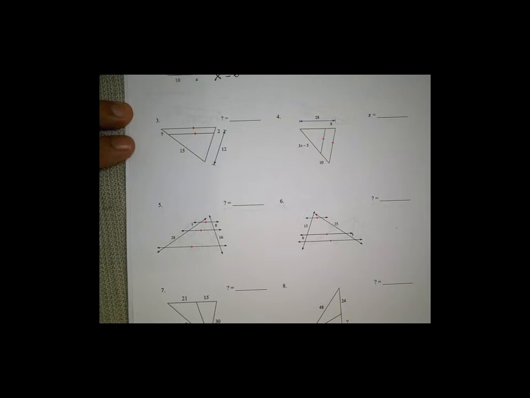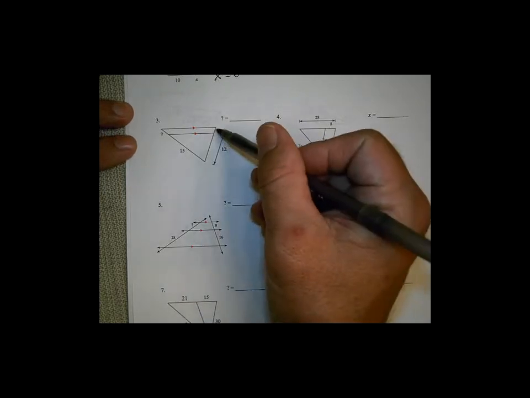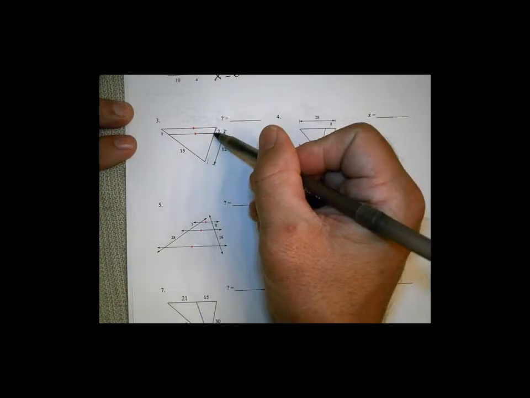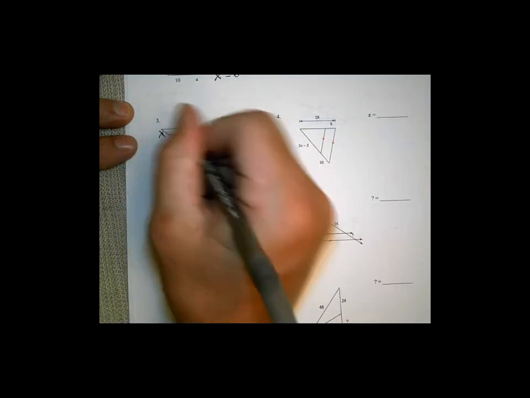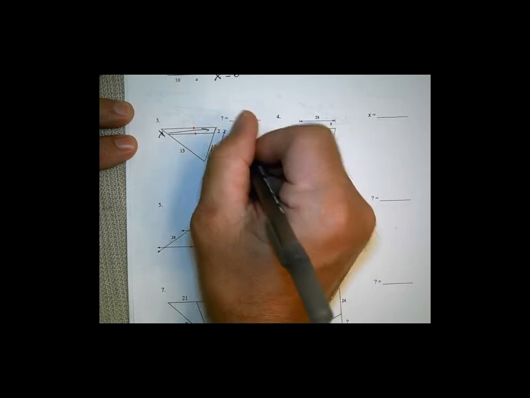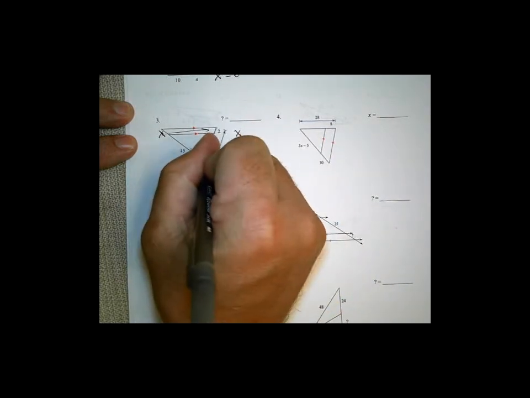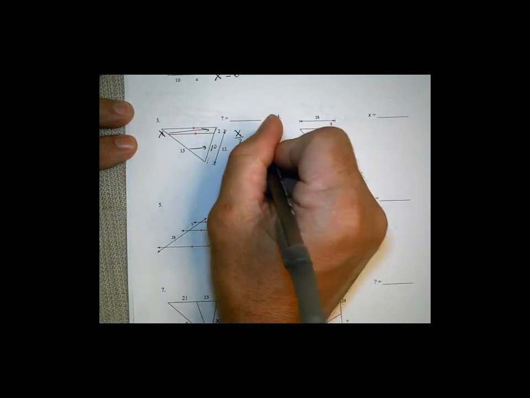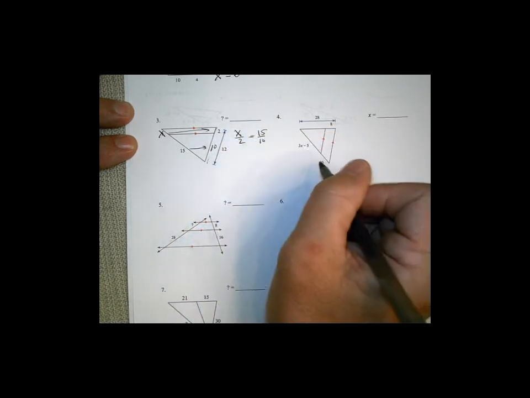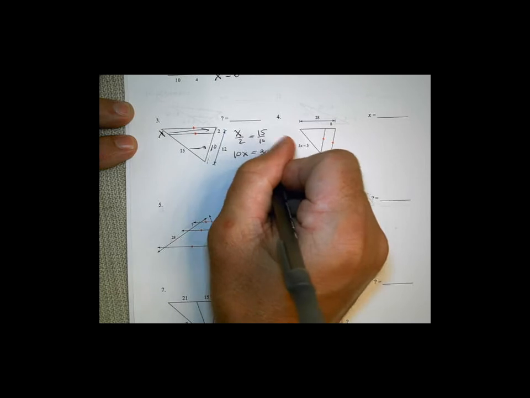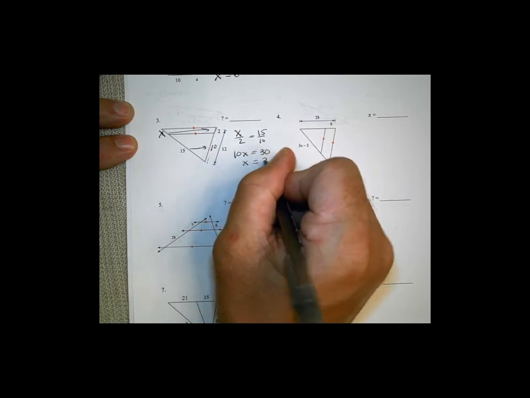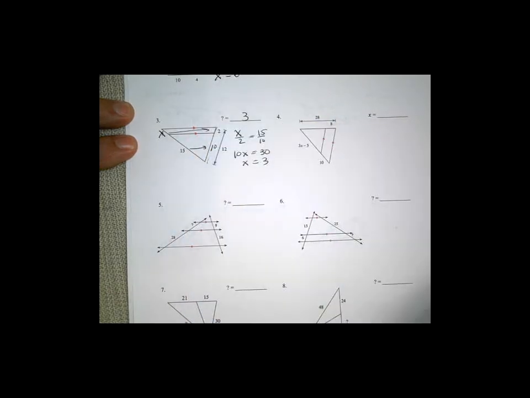All right, this is a side splitter again, but we got to be careful. The whole side is 12 and this is 2, so this portion is going to be 10. We'll call it X, so X over 2 equals 15 over 10. We cross multiply, we get 10x equals 30. Divide both sides by 10, we get x equals 3. All right, moving on to number 5.